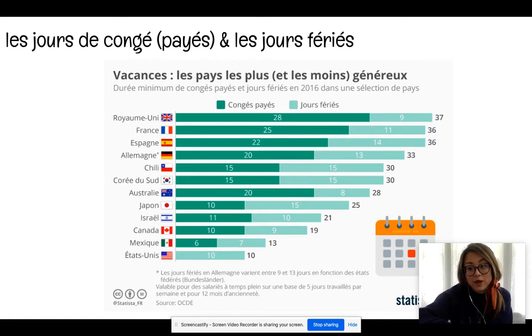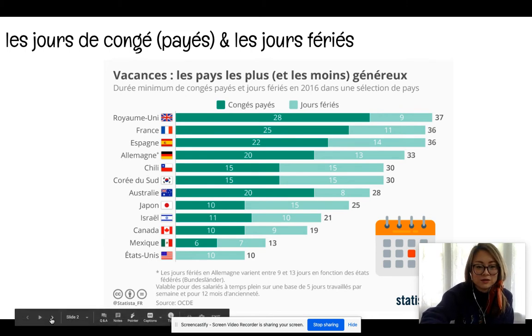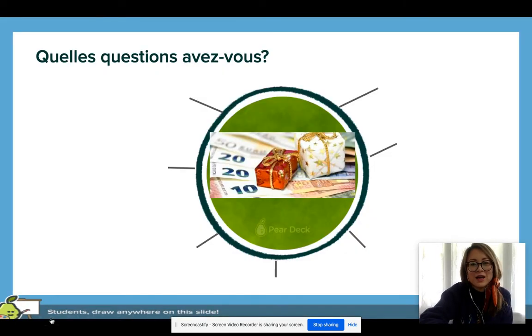Those two are really important vocab words: un jour de congé, a day off, or un jour de congé payé, a paid day off, versus un jour férié, just a national holiday. And I think that it's a really, I don't want to say cool, but a really interesting cultural difference. Ok, c'est parti avec le vocabulaire pour les fêtes.